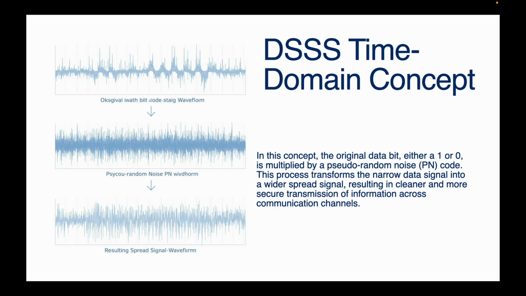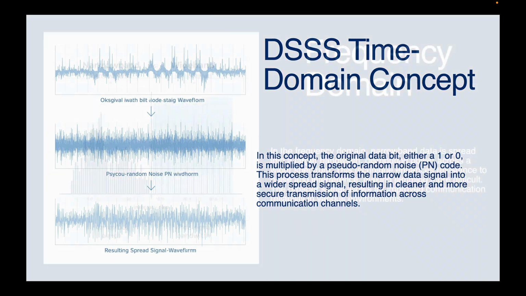DSSS time domain concept. In this concept, the original data bit, either a 1 or a 0, is multiplied by a pseudo-random noise code. This process transforms the narrow data signal into a wider spread signal, resulting in cleaner and more secure transmission of information across communication channels.